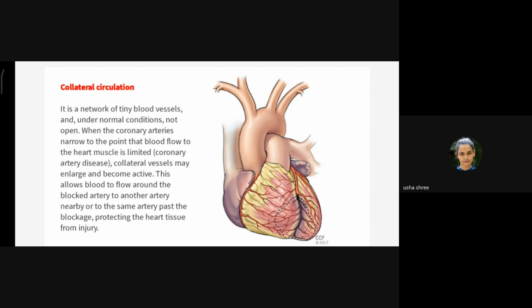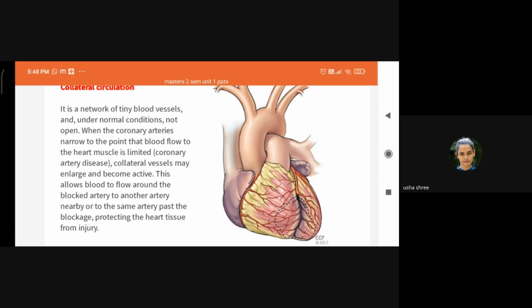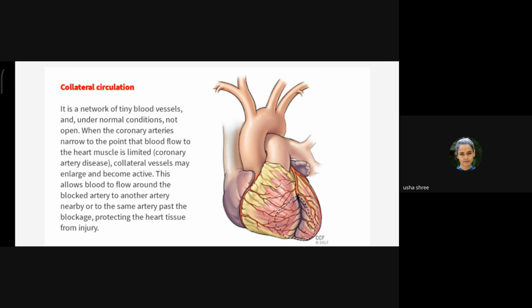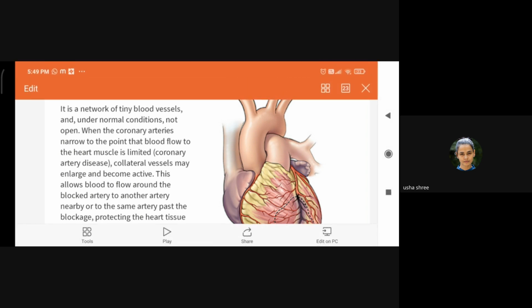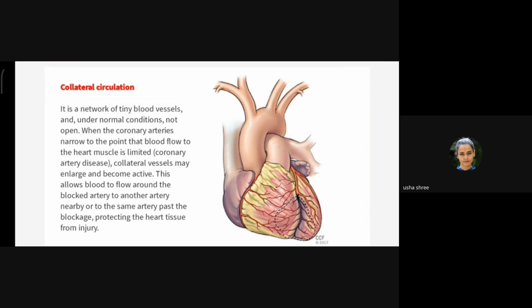Is this condition called heart enlargement or something? No, it's not heart enlargement. It is enlargement of the vessels of collateral circulation. Only enlargement of vessels. This allows blood to flow around the blocked artery to another artery nearby or to the same artery past the blockage, protecting the heart tissue from injury.